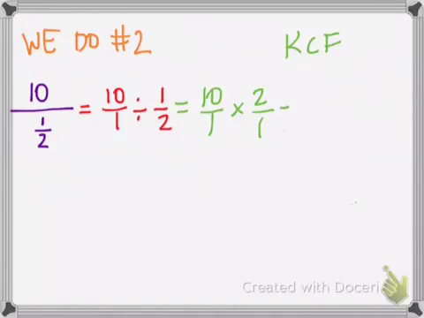So now it's multiplication. I just multiply across. 10 times 2 I know is 20. 1 times 1 is 1. Any whole number over 1 is simply just that whole number, so it's 20. 20 over 1, or 20 divided by 1, is 20. So 10 over 1/2, I get 20.